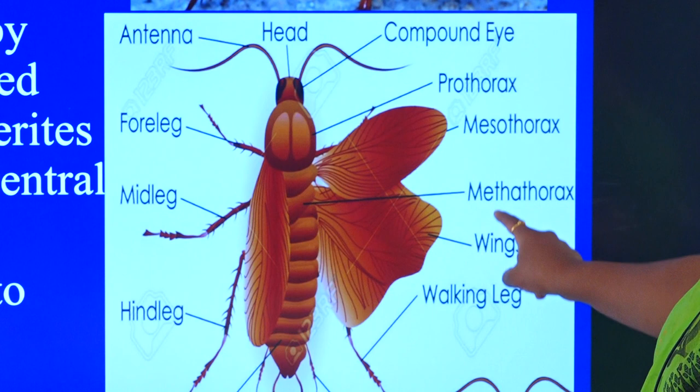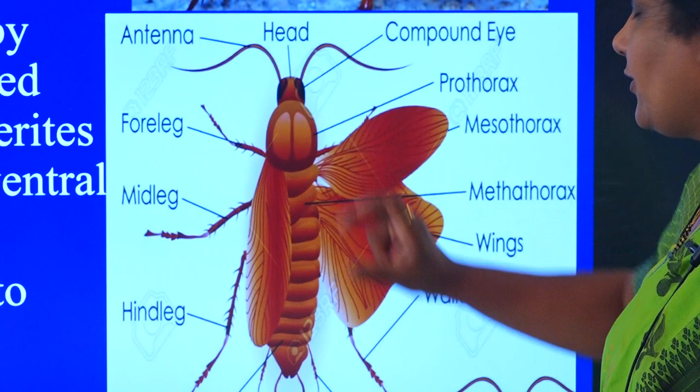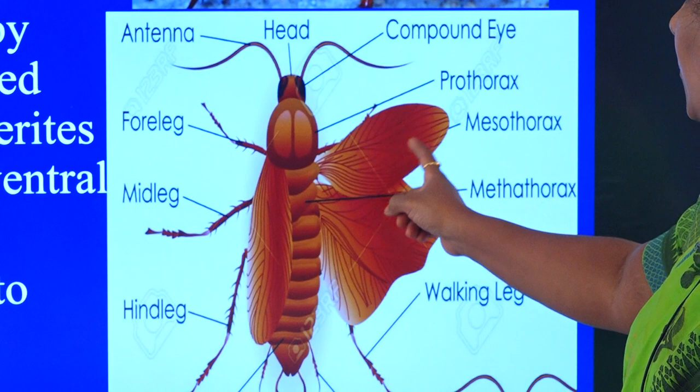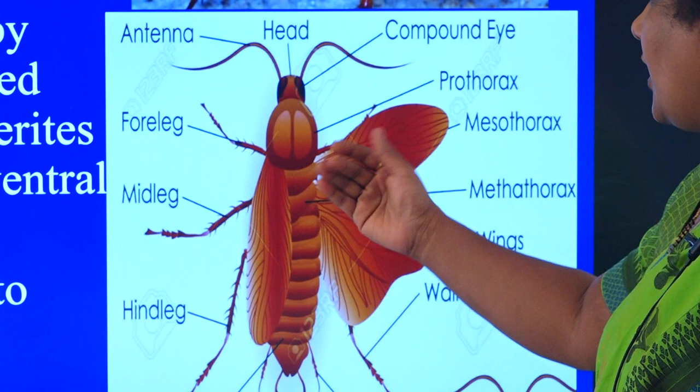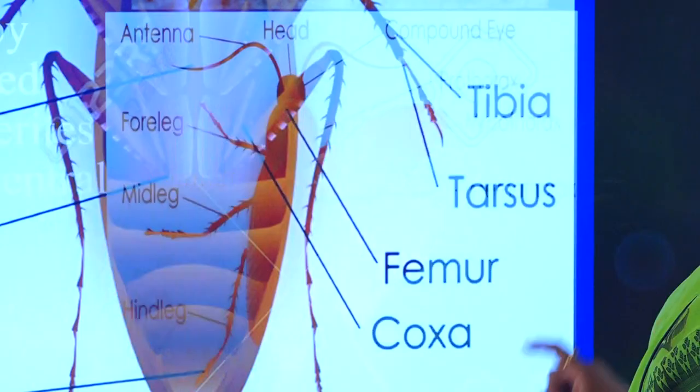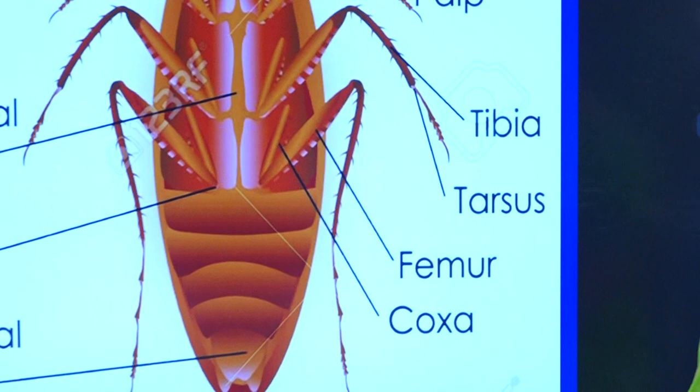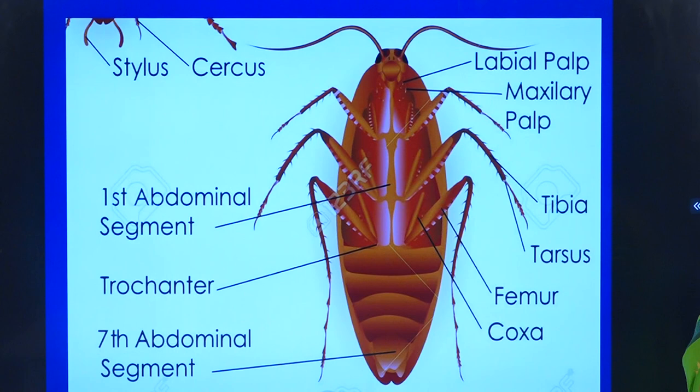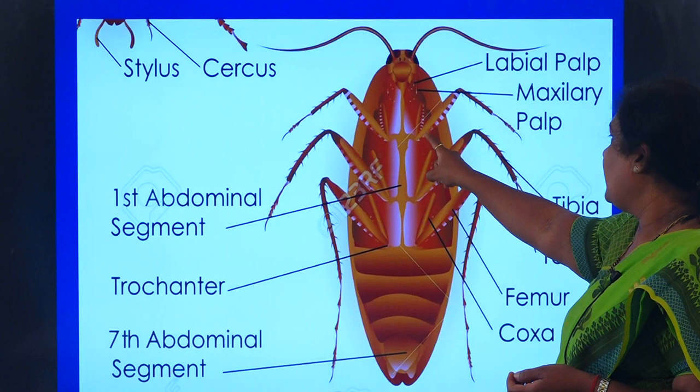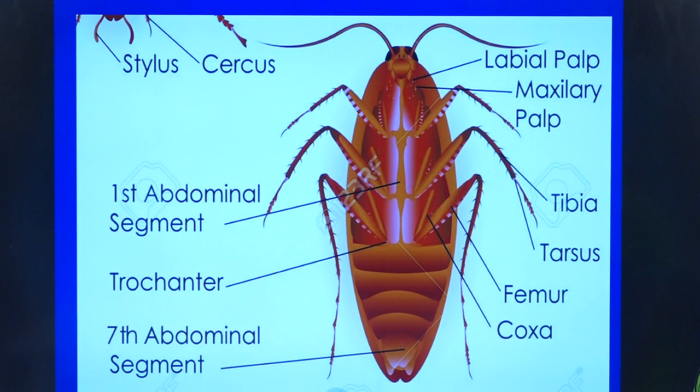See here, from the thoracic segments, the second and the third will be giving rise to one pair of the wings each. Okay, so here on the ventral side of it, each of the thoracic segment will give rise to one pair of the appendages. See here, the first pair of the appendage, or the second or the third, you find they have different joints together forming one leg. That's why it's an arthropodan member.